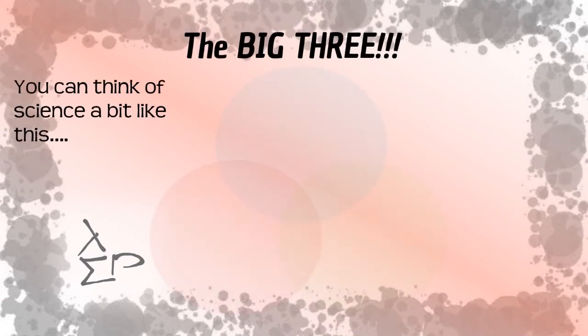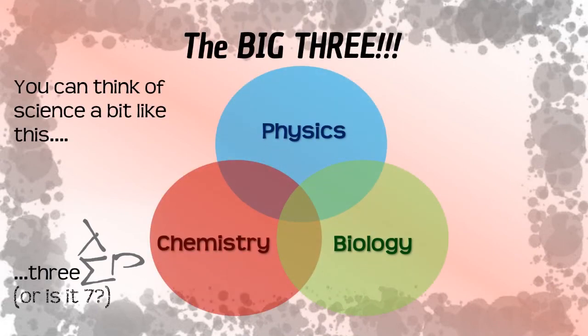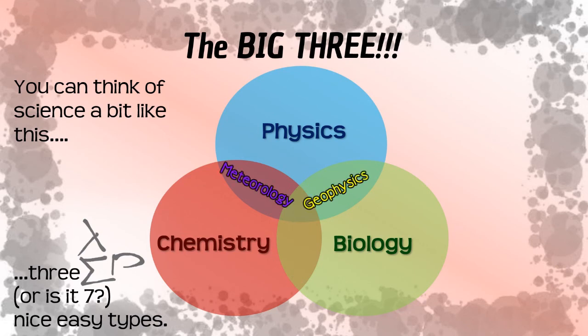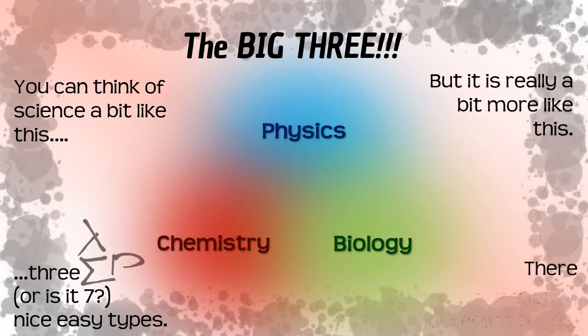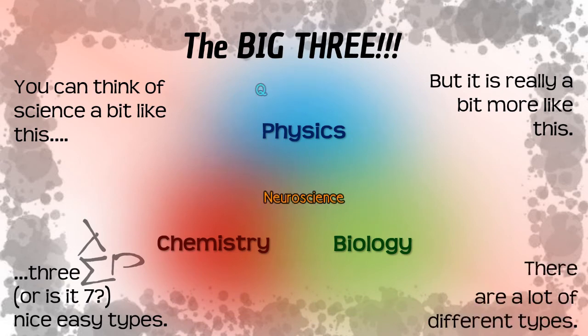So you can think about science a bit like this. There is just one thing, but it's made up of three things, but maybe there are a few more things in the border? And this is fine, but science really is only one thing, and the lines between them are just to help us think about it. In fact, science is more like this, and there are a lot of different types mixed into those blurry areas between the big three.